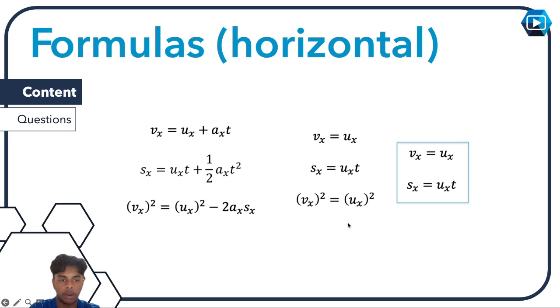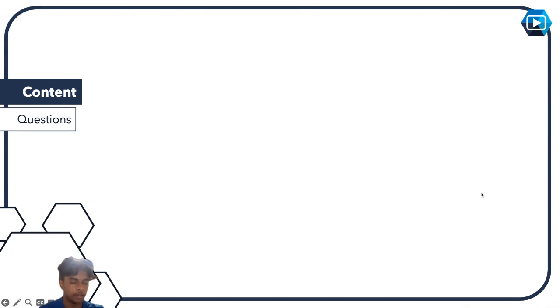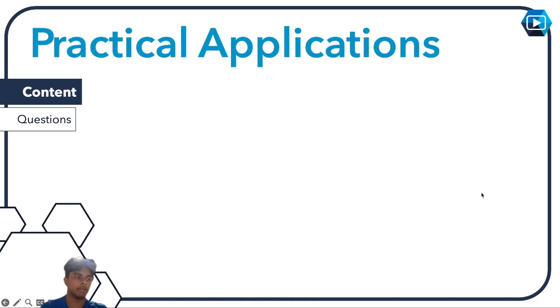So the three formulas that we really have are v = u + at and s = ut + ½at². So v² = u² + 2as is just another application of v = u + at. So in reality, we only have two formulas, which is v = u + at and s = ut + ½at².